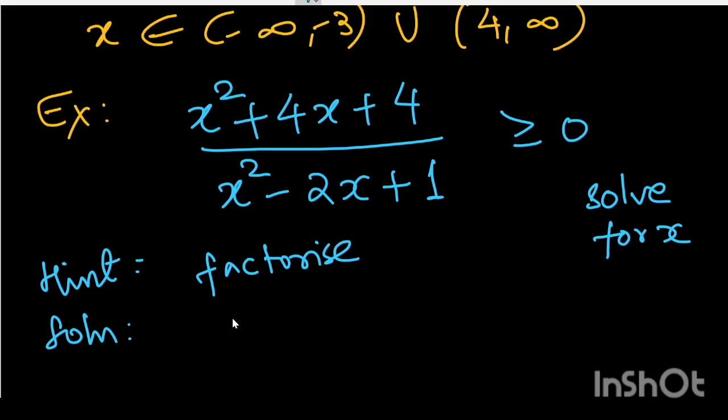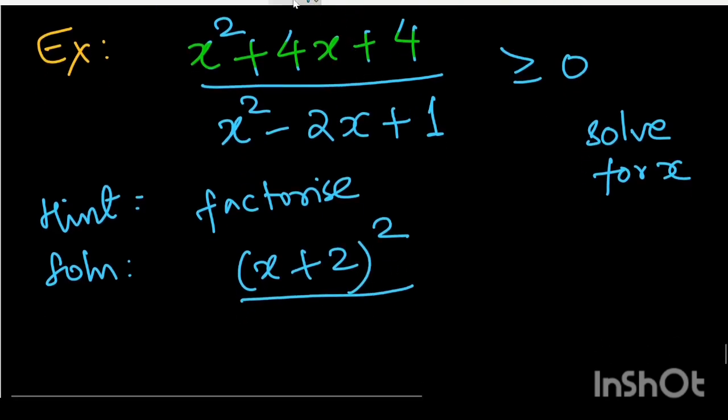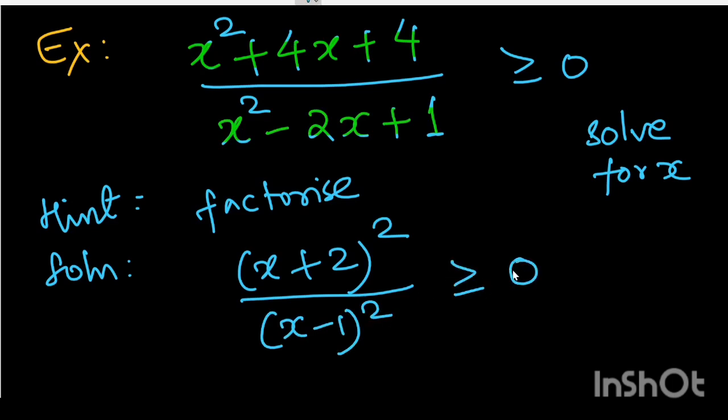So x square plus 4x plus 4, as you can see, is a perfect square if you observe it carefully. So we can write it as x plus 2 whole square, because its discriminant is equal to 0. In a similar way, if you notice, x square minus 2x plus 1 is also a perfect square, which can be written as x minus 1 whole square, greater than equal to 0.